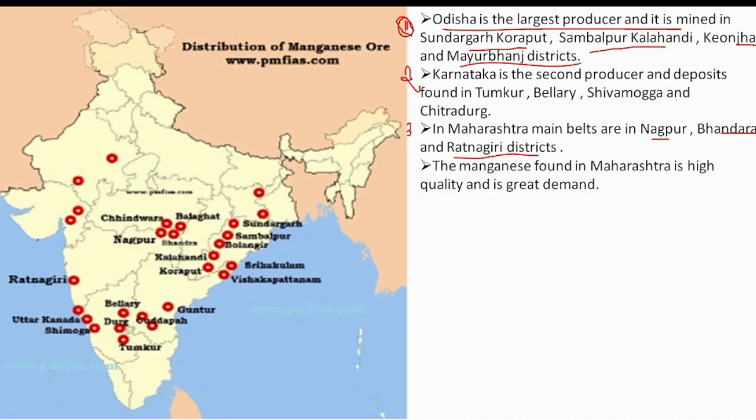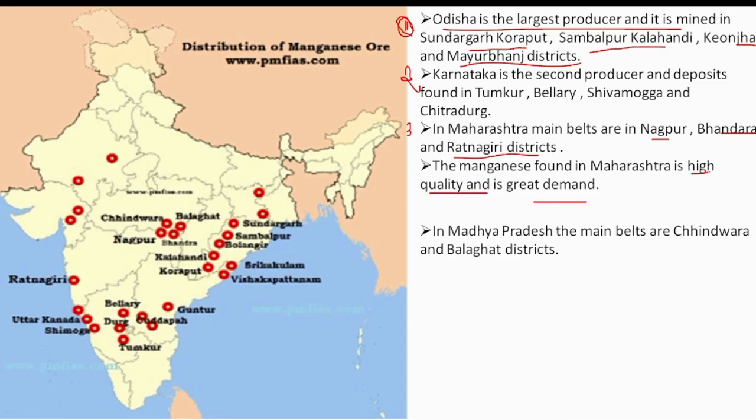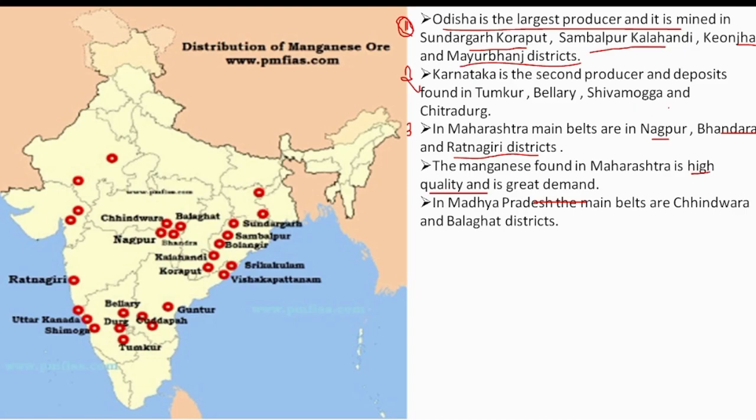The manganese found in Maharashtra is of high quality and has a great demand. And in Madhya Pradesh, the main belts are Chhindwara and Balaghat districts. Coming to Gujarat, Panchmahal and Vadodara districts.